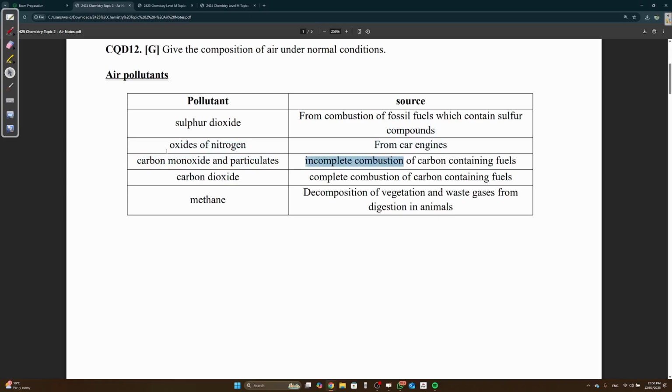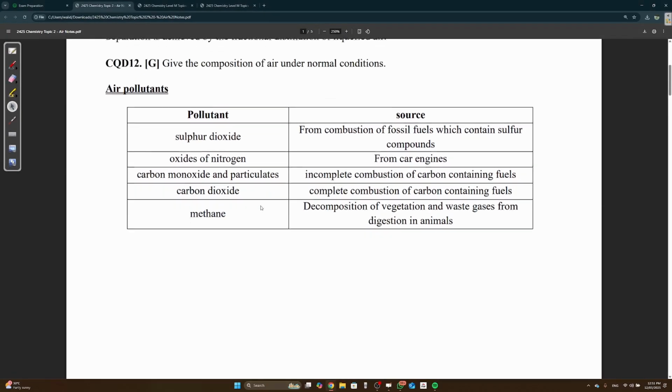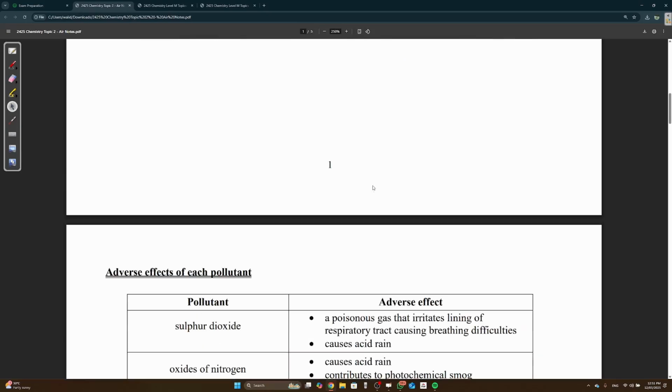That's very easy, right? Incomplete combustion, what do you get? Carbon monoxide. Do you get carbon dioxide from incomplete combustion? No. Where do you get carbon dioxide? From complete combustion. Okay, so this is how you can know these two. Whenever you see incomplete combustion, carbon monoxide; complete combustion, carbon dioxide. Methane comes from decomposition of vegetation and the waste gases from digestion. Actually, when cows excrete and release their wastes, they release methane, and that's where methane comes from. Okay, that's how I remember it.